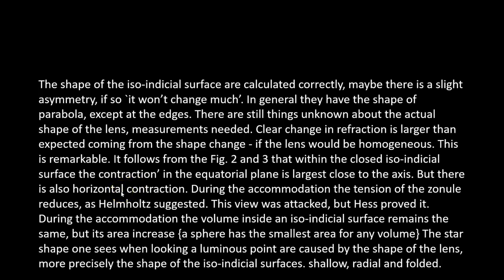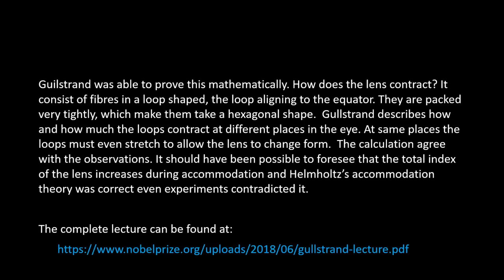During the accommodation, the tension of the zonula reduces, as Helmholtz suggests. This view was attacked, but has been proved. During the accommodation, the volume inside an isoindicial surface remains the same, but its area increases. A sphere has the smallest area for any volume. The star shape one sees when looking at a luminous point is caused by the shape of the lens, more precisely by the shape of the isoindicial surface, shallow, radial and folded. Gullstrand was able to prove this mathematically.